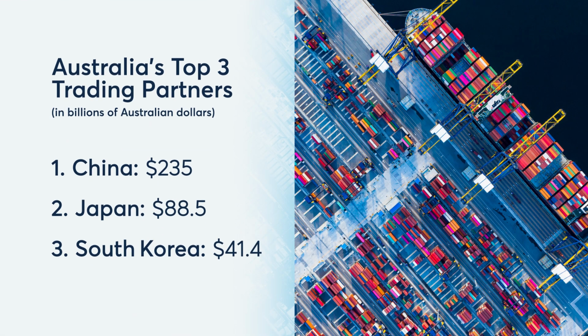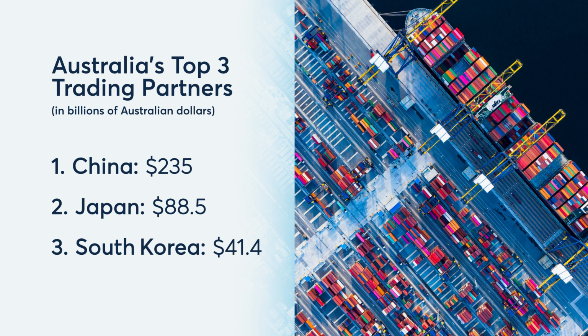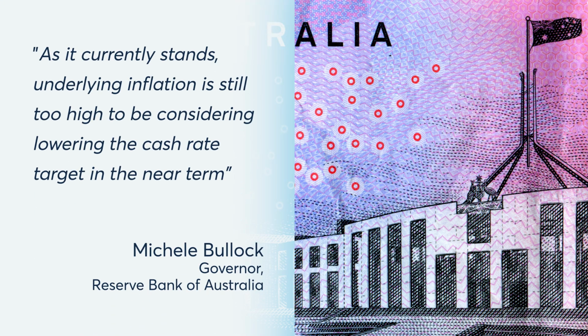Analysts largely attribute this decline to concerns over the potential of a U.S.-China trade war, which could significantly impact the Chinese economy and, by extension, Australia's economy, given the strong trade ties between the two nations. Now, the Reserve Bank of Australia has shown growing unease over the Aussie decline. Governor Michelle Bullock recently emphasized that core inflation remains too high to consider near-term rate cuts, signaling a more hawkish stance to support the currency.